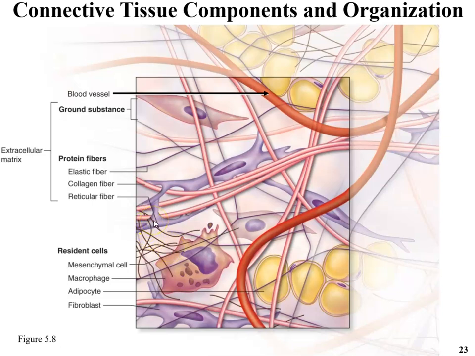And then connective tissue has resident cells. So you might see mesenchymal cells. You might see a macrophage or two. If you're in adipose tissue, you'd see a bunch of adipocytes, because that's connective tissue. And you might see fibroblasts as well.